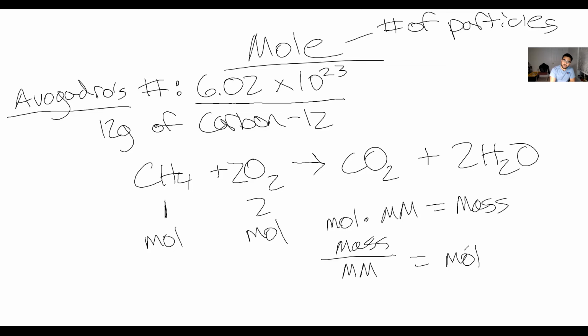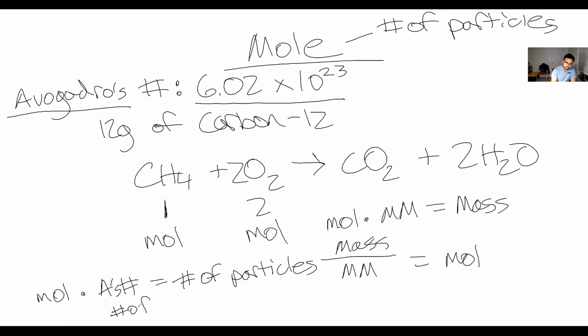And also, sometimes you may get a problem asking you how many particles are here, or they give you a certain number of particles, and they ask how many moles are here, or how many grams are here. Then, if you want to find the number of particles in something, you could do number of moles multiplied by Avogadro's number equals number of particles. And if you want to find the number of moles, you could also do number of particles divided by Avogadro's number equals the number of moles. So those are some things that you can do with moles.